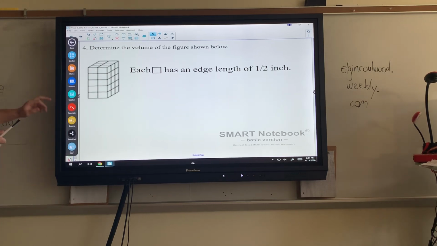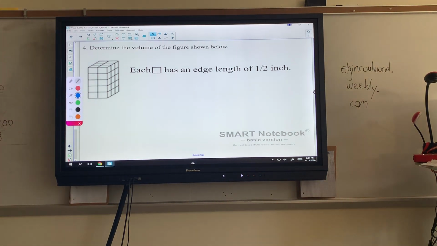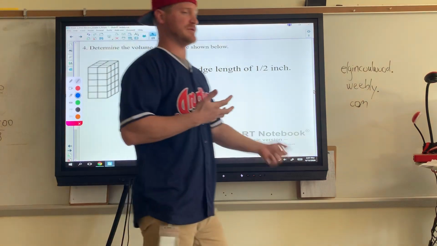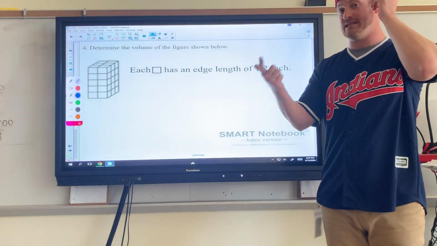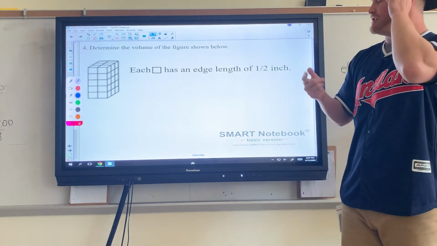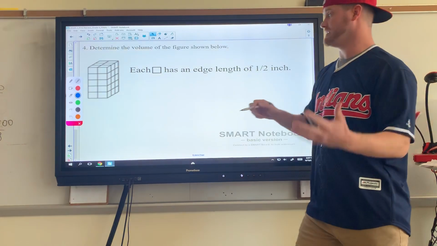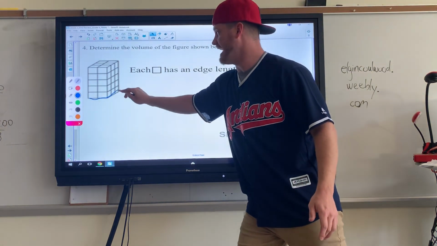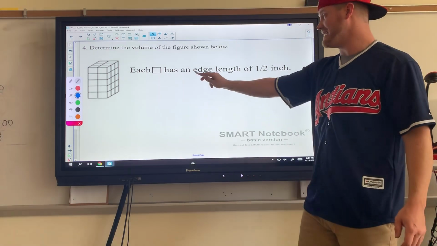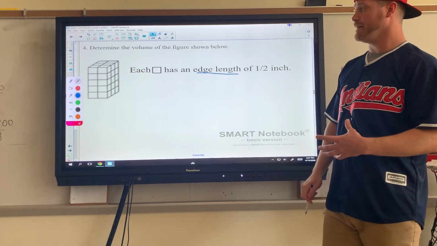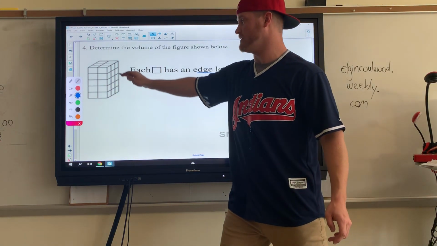This is kind of what we got into towards the end. Finding the volume. Area is length times width. Volume adds another dimension, so it's length times width times height. So there's 3 dimensions. So we have to count all 3 dimensions. Across, back, and up. So if each little block has an edge length of 1/2, we're not counting 1, 2 by 1, 2, 3 by 1, 2, 3, 4, 5.